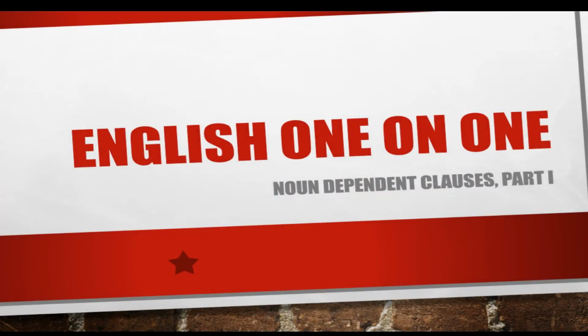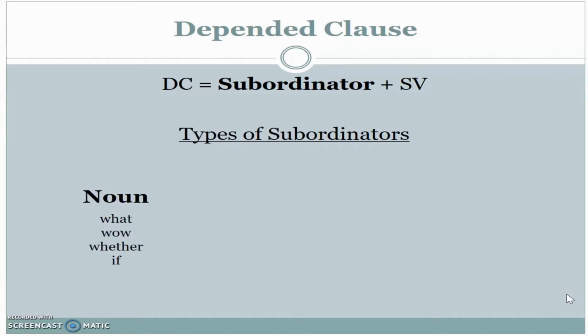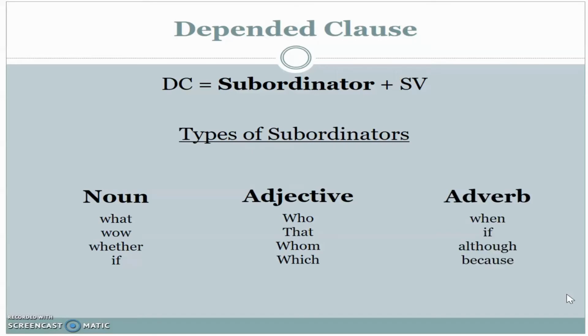English 1-on-1. In this video, we will talk about types of dependent clauses: noun, adjective, and adverb clauses. Before we continue, I would like to remind you of the formula of the dependent clause. Like any clause, it contains a subject and a verb, and what makes this clause dependent is a subordinator. There are three types of subordinators: noun subordinators, adjective subordinators, and adverb subordinators. Therefore, there are three types of dependent clauses.